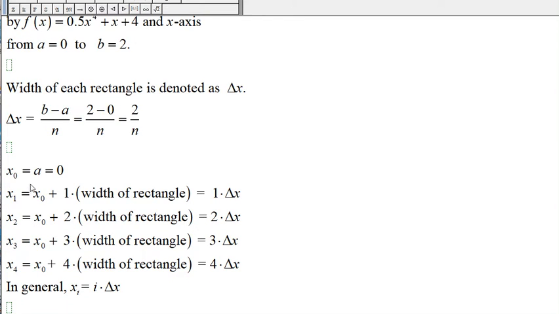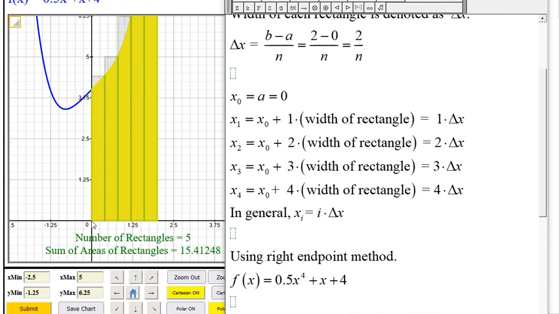The width of the rectangles is 2 over n, and now let's write the x sub i's in terms of delta x. This is x sub 0, which is 0. This is x sub 1, x sub 2, x sub 3, x sub 4, x sub 5, if we have 5 rectangles. Look at x sub 1. x sub 1 is just going to be x sub 0 plus 1 width. x sub 0 is 0, so it would be 0 plus 1 delta x, because delta x is the width of each rectangle.